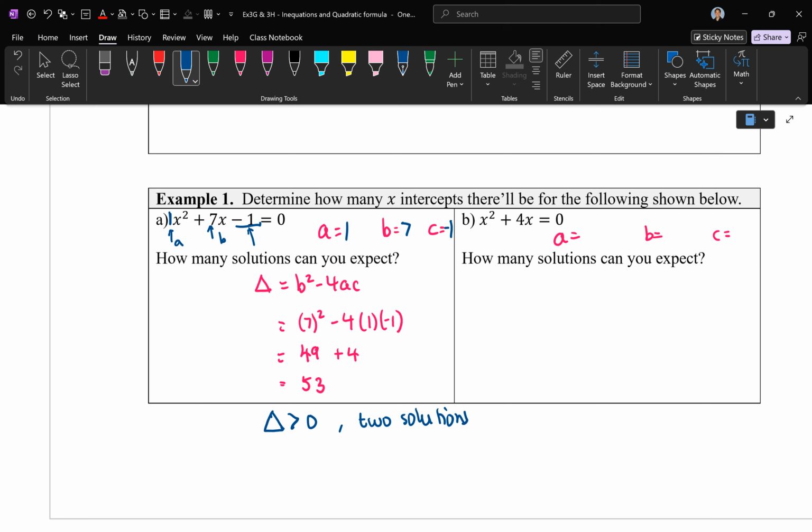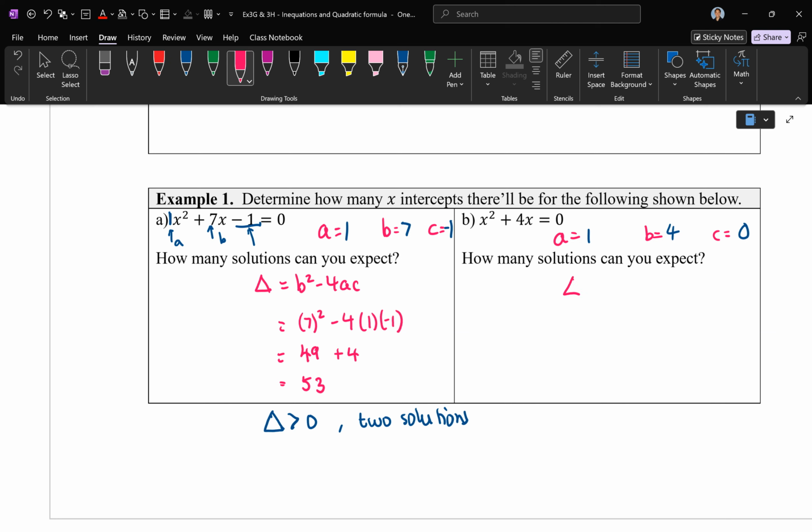What's my A, B, and C? A is 1, B is 4. Good. Okay, so even though you don't have a constant, it means it must be 0 for you not to see it. So looking at the signs, 1, 4, and 0.